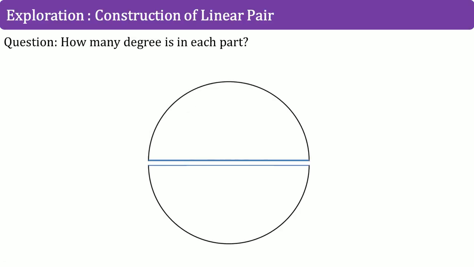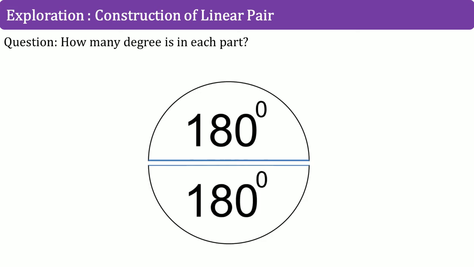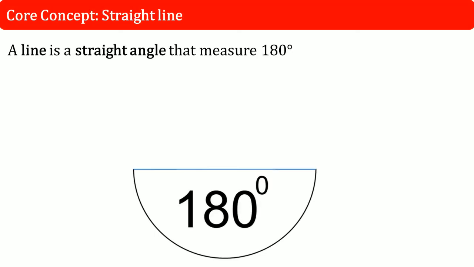So what are the values of the top half and the bottom half if we cut the 360 in half? How many degrees are in each part as a result of cutting the circle in half? It would be 180 on top and 180 on bottom. This is where we get our core concept.